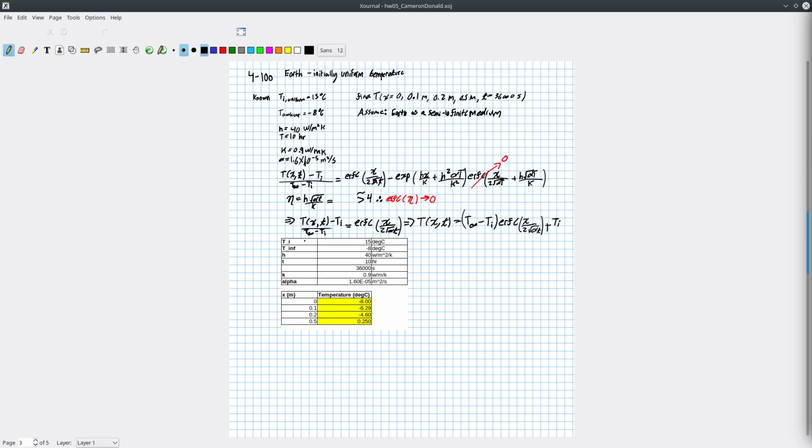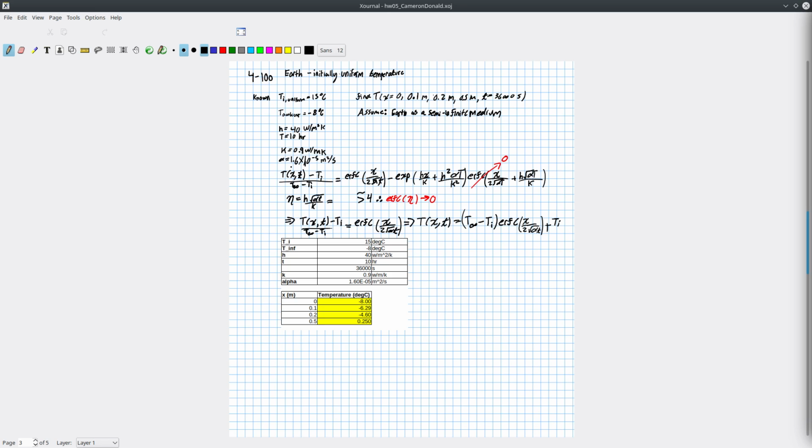For 100, we're looking at the convection heat transfer from wind blowing over the Earth, and we're trying to find the temperature of the Earth at varying x's below the surface. We're going to assume Earth is a semi-infinite medium, that the area we're looking at has variation far away from the other, so that applies.